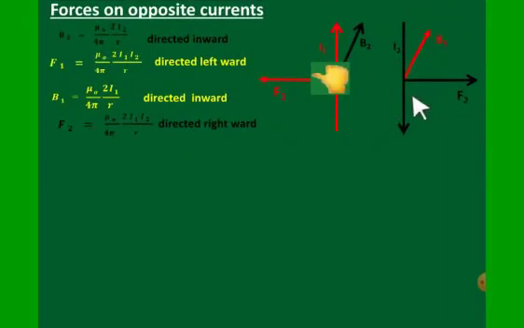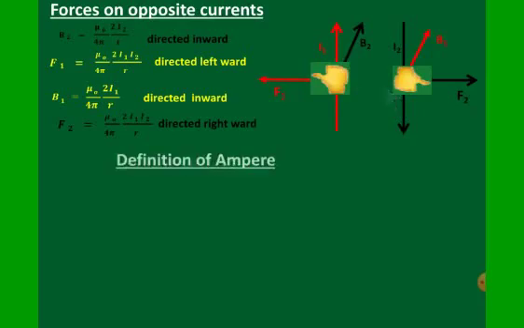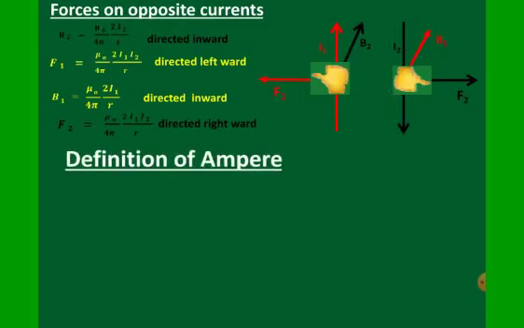So as the two current carrying conductors experience forces which are away from each other, we can conclude that parallel current carrying conductors carrying current in opposite directions will repel each other. Right. So let's define 1 ampere, the definition of an ampere.